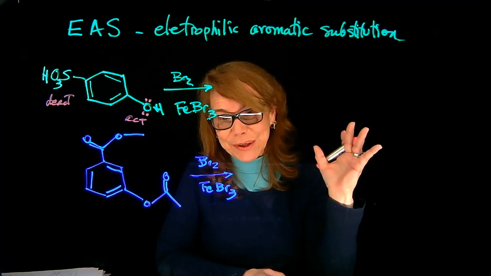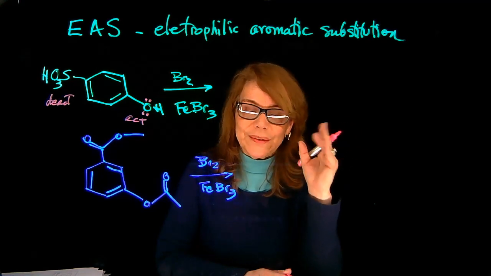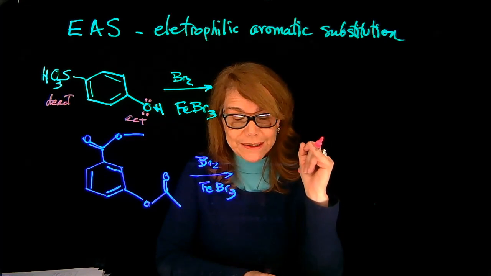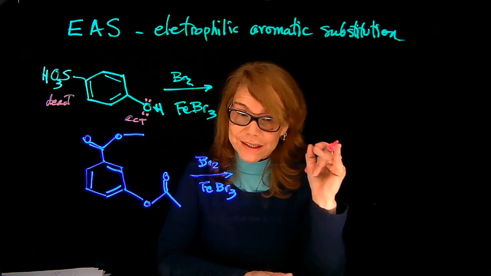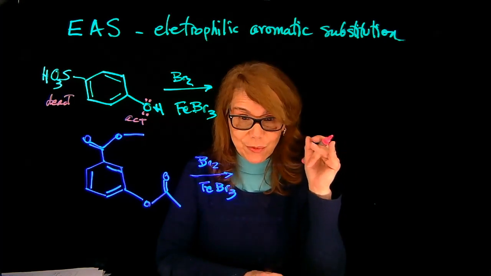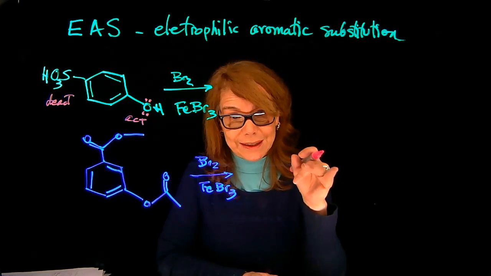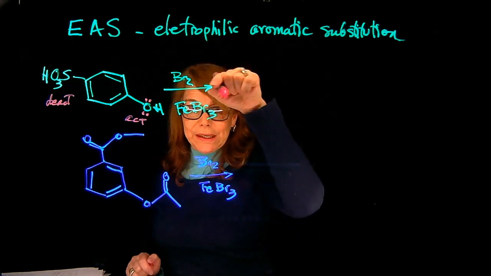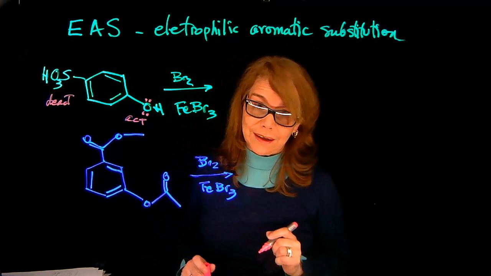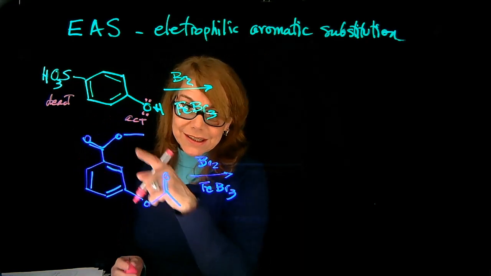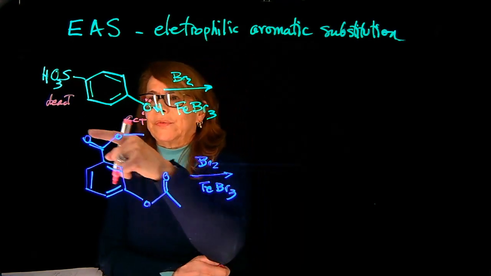So, a couple of things that we need to remember when we're doing problems. One is what groups are activating, deactivating, and how they orient. The other is reagents. What is the electrophile that you're installing? So the reagent here means this is a bromination, you're installing a bromine. And now we're analyzing the type of substituents.